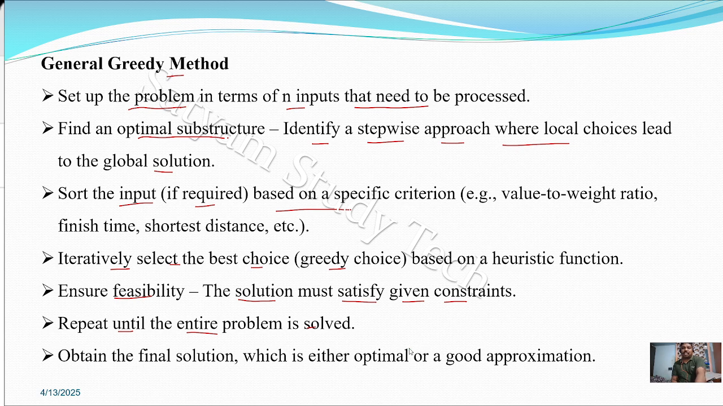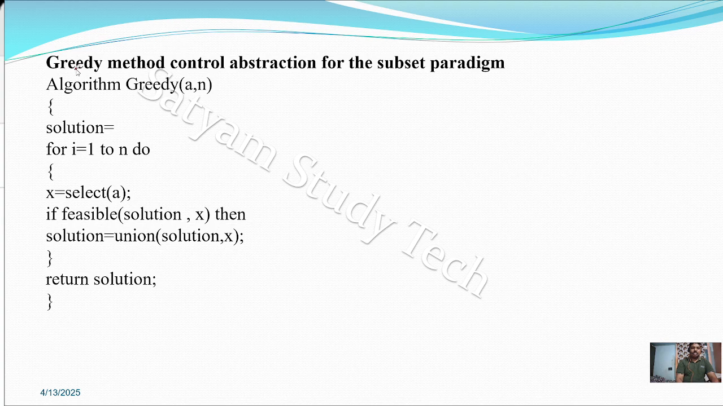So you can see the general method here. This is the algorithm: greedy method control abstraction for the subset paradigm. Algorithm Greedy(a, n). Initialize the solution to empty. For i equal to 1 to n, do: x equal to Select(a). If Feasible(solution, x), then you can add that to the existing solution: solution equal to union of solution and x. Then return the solution. So this is the general method.